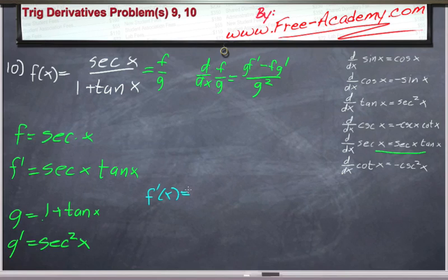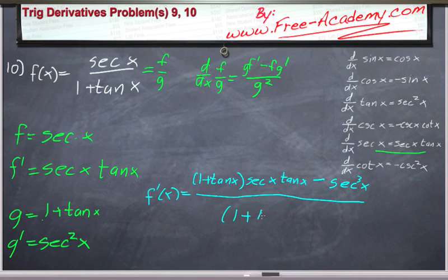F prime of x is equal to 1 plus tangent of x times f prime, which is secant x tangent of x. This is minus f times g prime, which is secant squared, times secant, so that's just secant to the third. And this is all divided by g squared, which is 1 plus tangent squared. And there we have the derivative for problem 10.